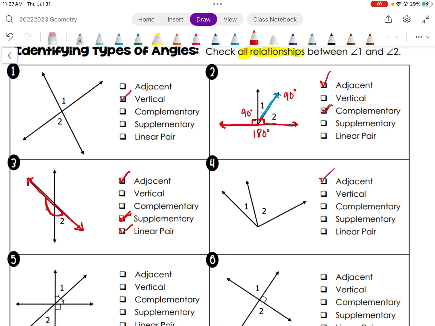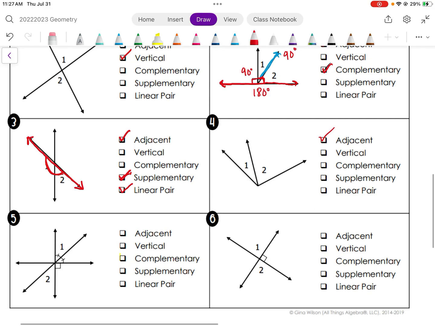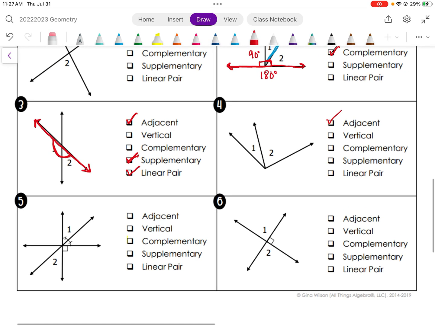Okay. Number 4, adjacent. They're just right next to each other. We don't know anything about their measures. We don't see the box, nothing. Okay.